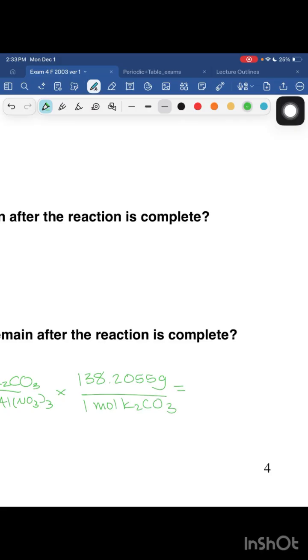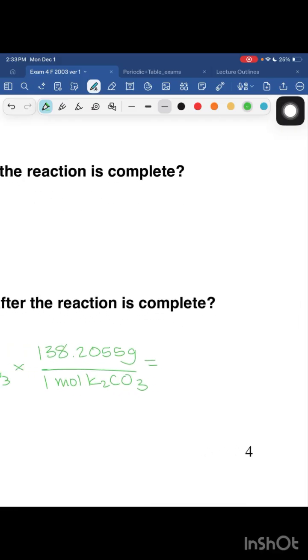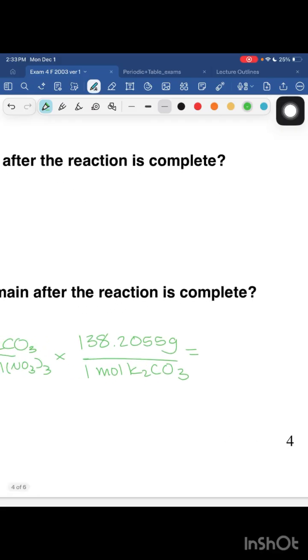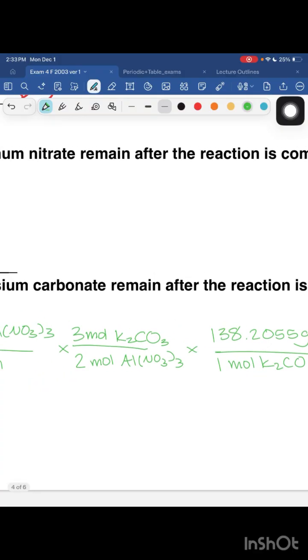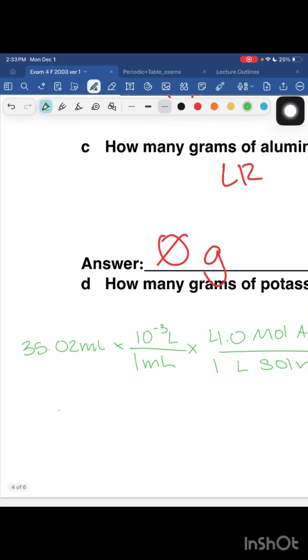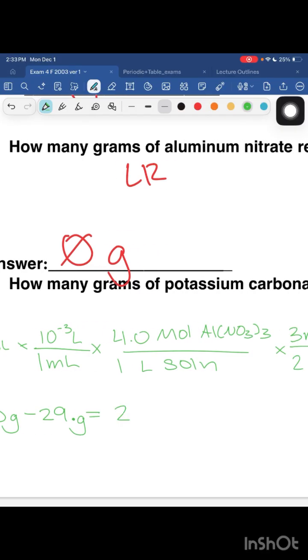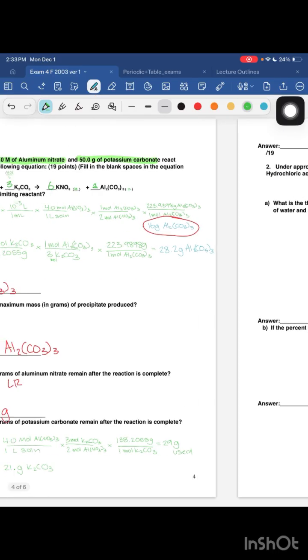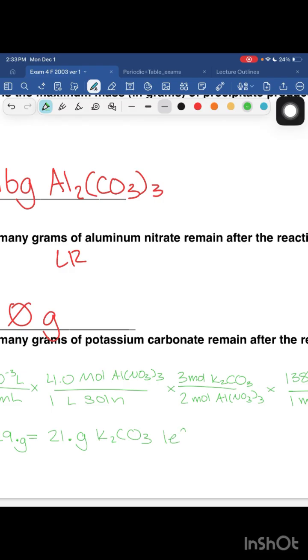K2CO3, which means we ended up using, we have 2 sig figs, 29 grams. To find how much is left, we have a total of 50.0 grams, and we take away those 29 we use, we get 21 grams of K2CO3. K2CO3 left over.